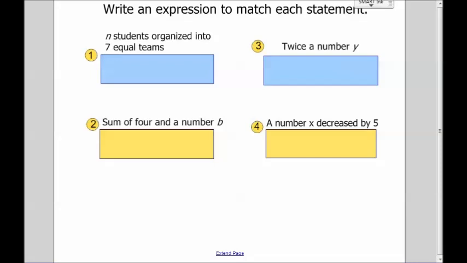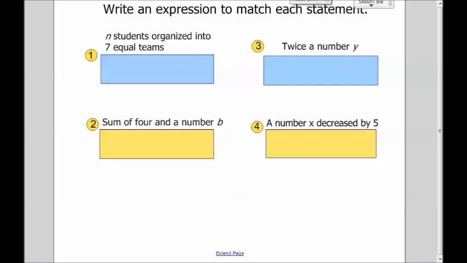You have these in your notes. N students organized into 7 equal teams is number 1. Number 2, sum of 4 and a number b. Number 3 is twice a number y. And number 4 is number x decreased by 5. Turn off the tape. Write these in the blanks next to your choices, and then turn the tape back on and see if you got them right.